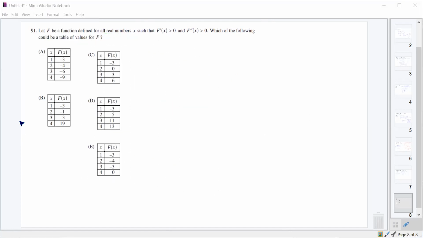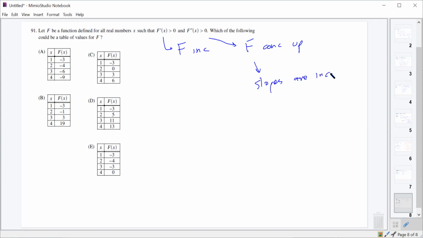All right. So for this one, capital F of x is the function. We know that capital F prime is greater than 0, so that means that capital F must be increasing. And we've got F double prime greater than 0, which means that capital F is concave up. We have to note that concave up means that the slopes are increasing. Effectively, that's telling us that F prime is increasing. Everybody good with both of those things? I hope.